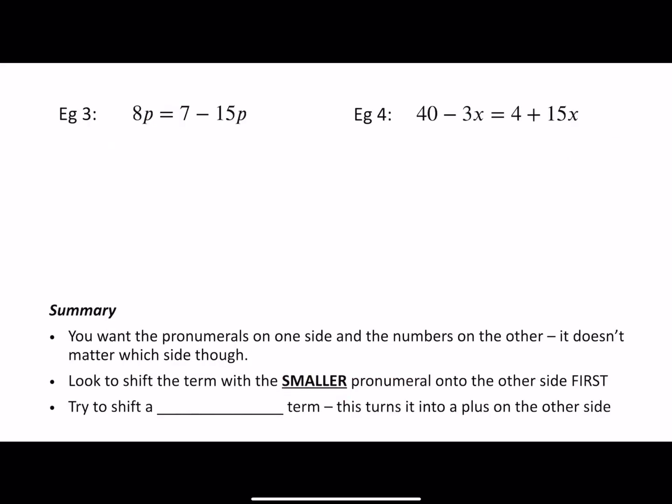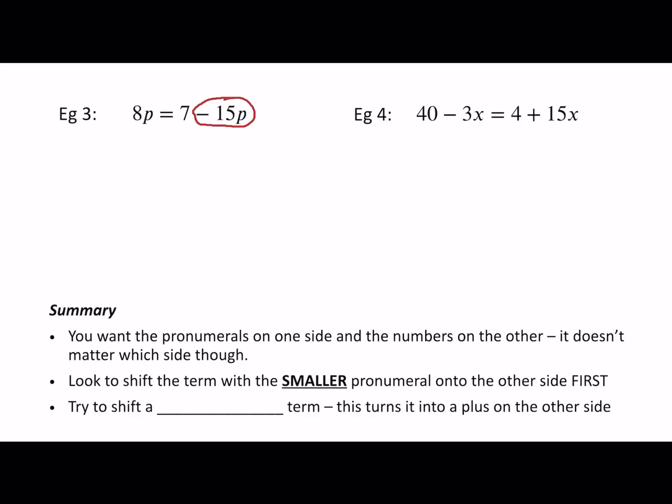Another little trick we look for is a negative pronumeral or a negative coefficient attached to the pronumeral. Have a look at the first one. You've got 8p equals 7 minus 15p. So obviously that minus 15p is negative 15p. So that's something we can get rid of. One way I like to show what I'm getting rid of is I circle it so I can easily see. I know in the last part I just underlined, but for this one I'm going to circle it.